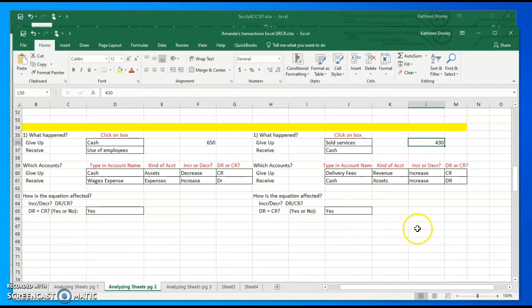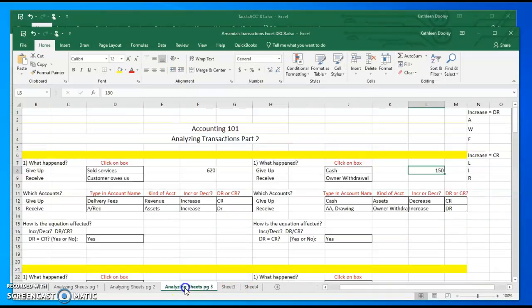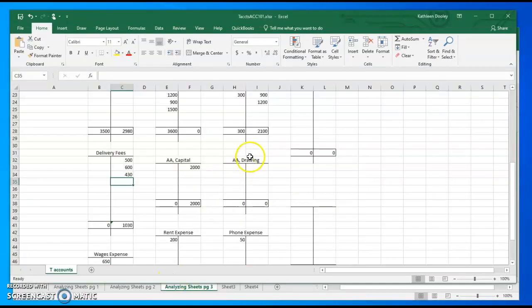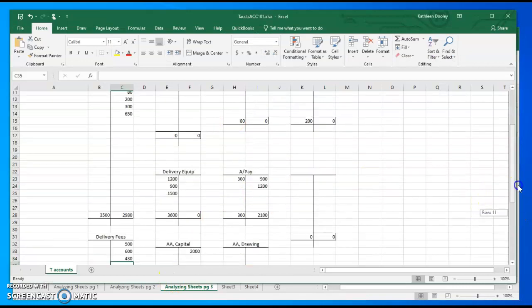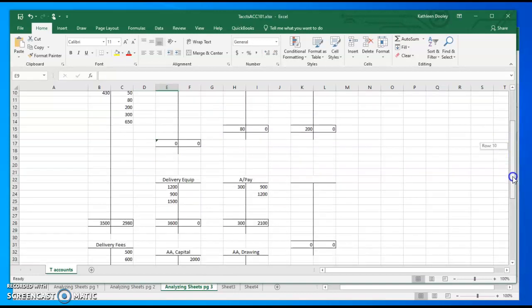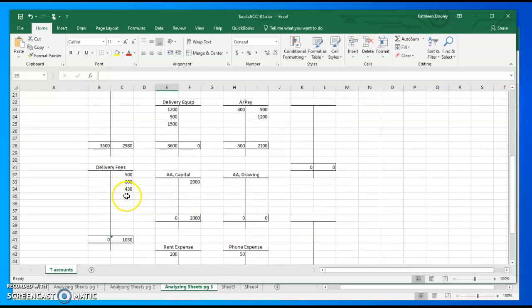Okay, and then I go to the third page. I got a debit to accounts receivable and a credit to delivery fees for $620. Debit to accounts receivable for $620 and a credit to delivery fees for $620.